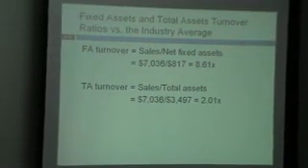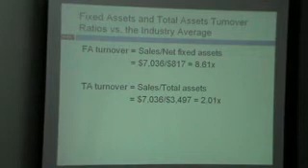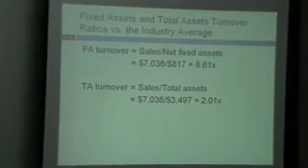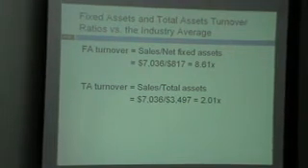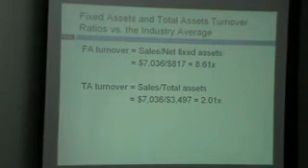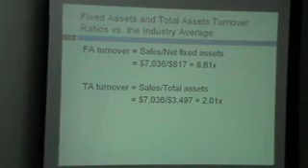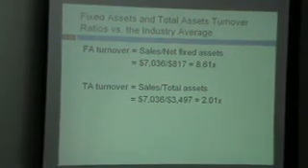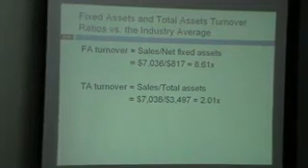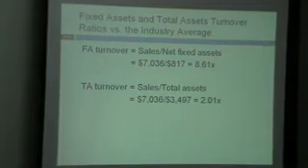Fixed asset turnover: how efficiently your fixed assets are being utilized to generate sales. You can find that out by dividing sales by the net fixed assets. Net fixed assets mean fixed assets minus depreciation. So sales divided by net fixed assets gives us a fixed asset turnover of 8.61 times. Whereas for total asset turnover, we divide sales by the total assets, which include our current assets as well as fixed assets. So it gives us 2.1 times.